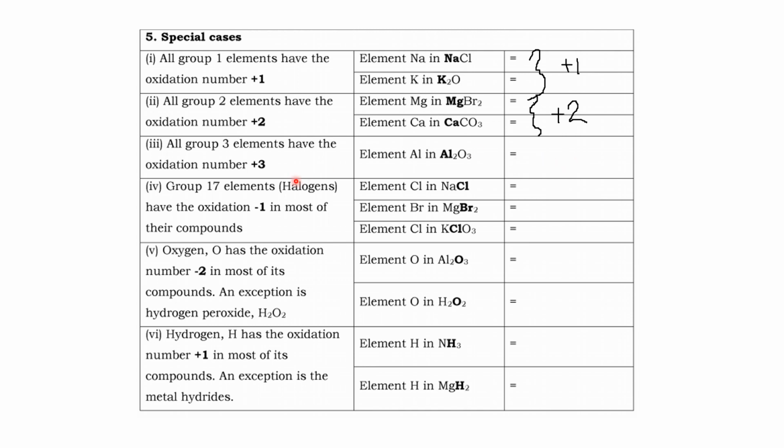So we see that group 1, group 2 and group 3 are all positively charged ions. It means they are metals, and when they are metals, they tend to become positively charged ions because metals donate electrons. Right, number 4, group 17 elements, also known as halogens.